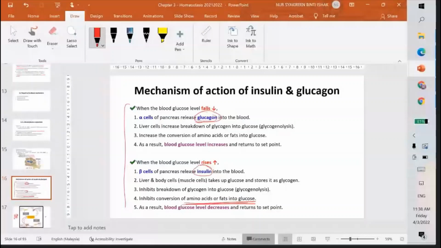Faham, madam. Okay, so nanti kita akan belajar detail lagi lah on hormone sebenarnya. Okay, kita on a different chapter. Okay, so D.